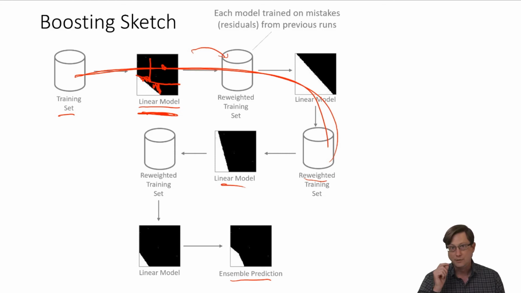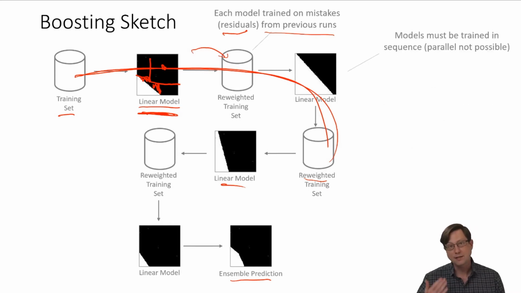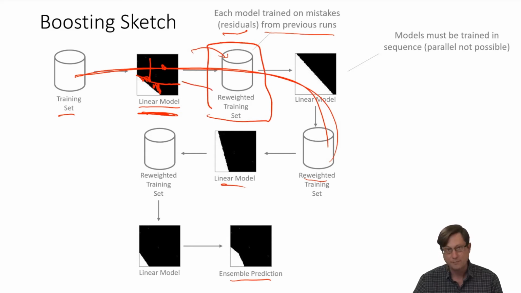All right. So to say all the words one more time, each model trains on the mistakes or residuals from the previous runs. And it does this by upweighting samples that previous runs were getting wrong and downweighting samples that previous runs were getting right. Models must be trained in sequence because in order to know how to reweight the samples, you have to know what mistakes the previous model was making. So that's a little bit of a disadvantage at training time. You can't get the obvious parallelism you could get with bagging or random forests.